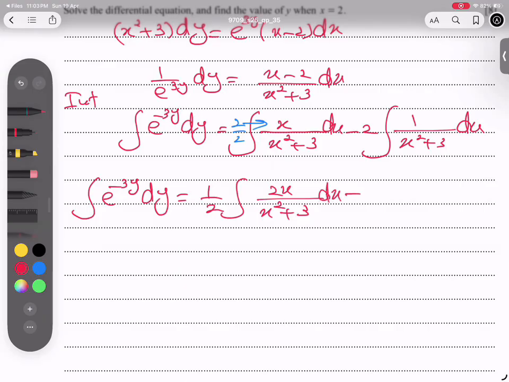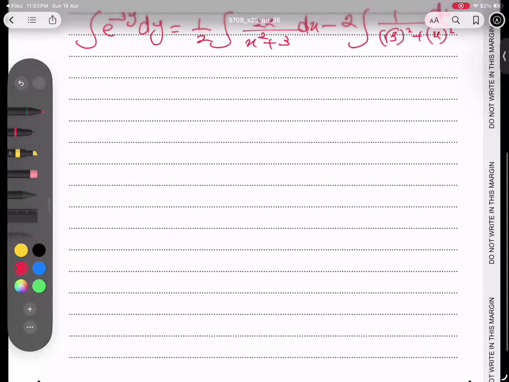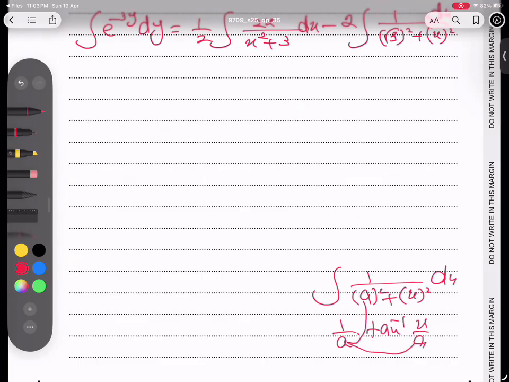But what about this? Here we have the interesting part. I'm writing here root 3 squared plus x squared. Why did I keep these squares? The reason is very clear. We have a formula: whenever we have the integration of a squared plus x squared, dx comes, what we do is 1 by a into tan inverse of x over a. This is a formula. This a comes here and here. And the main point is that both must have squares. That is why I produce squares.